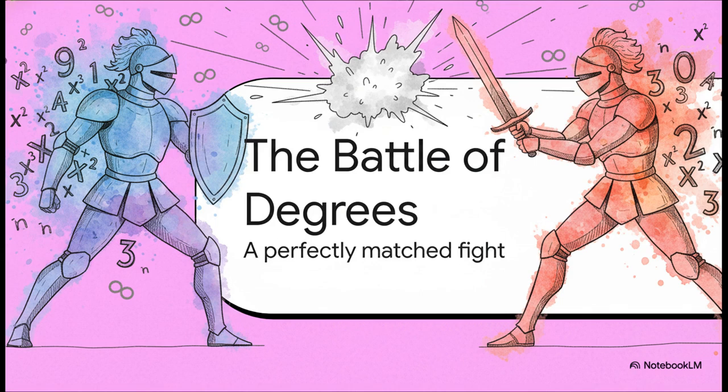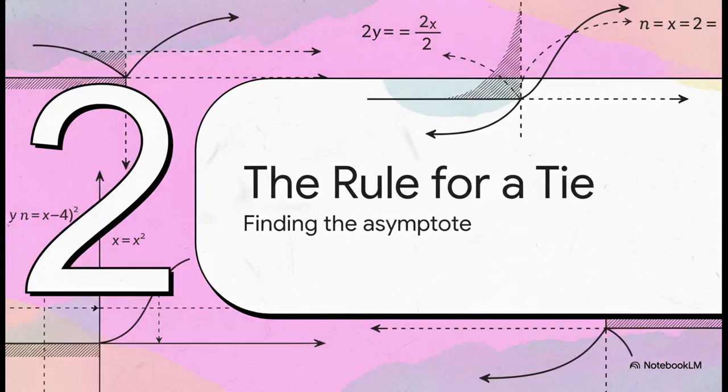The degree, that highest exponent on the variable, is exactly the same on the top as it is on the bottom. It's a perfectly matched fight where neither side has that built-in advantage. So if neither one can overpower the other, how in the world do we figure out where that horizontal line is? The line the graph eventually levels off to. Well, it turns out the rule for a tie is actually surprisingly simple.